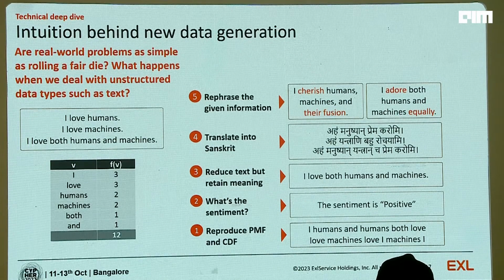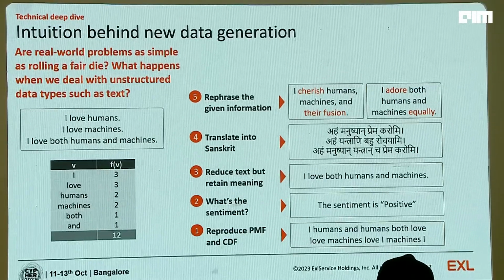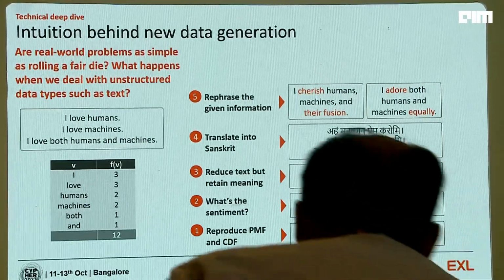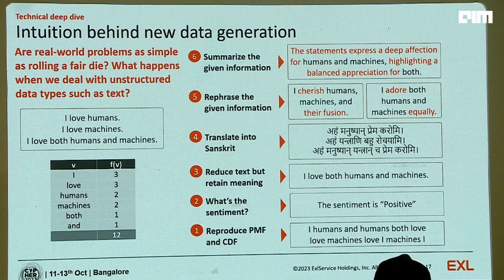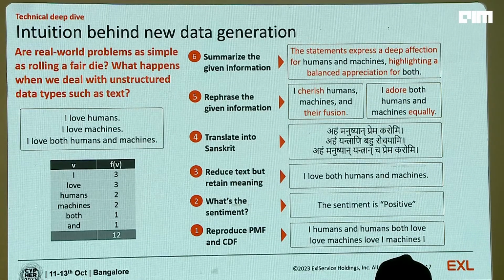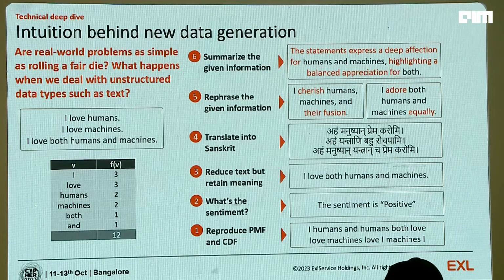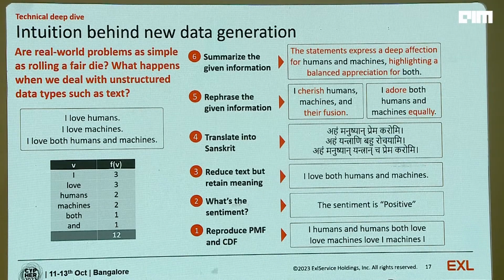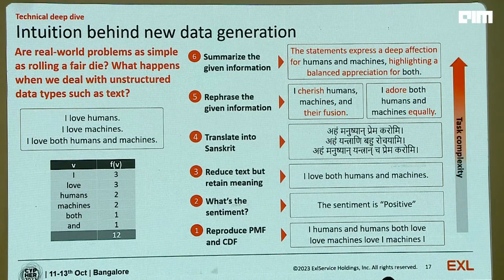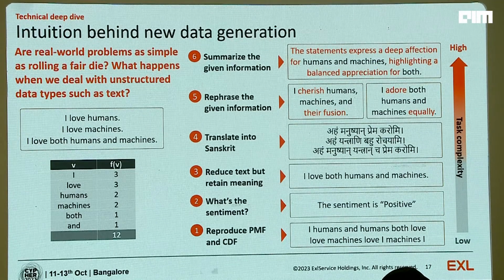All those words are again picked up by the algorithm itself because it has seen the broader corpus of data. What if I say summarize the given information? Well, it has taken it to the next level where it has understood the thing like a human and has also told me that it's not just equally, it's a balanced appreciation for both humans and machines, right? So now it's of a different level. The task complexity increases from low to high as we move from 1 to 6 here.